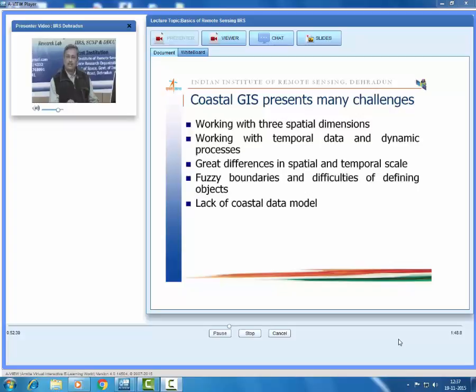There are great differences in the spatial and the temporal scale. The coastal boundaries are basically fuzzy because it's a dynamic boundary. The boundary is not fixed, and it is also difficult to define objects. And, as I am telling you, there is no GIS developed specifically for coastal zones. So there is a lack of a coastal data model. That's another challenge.